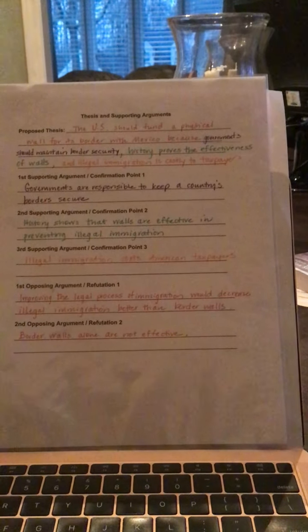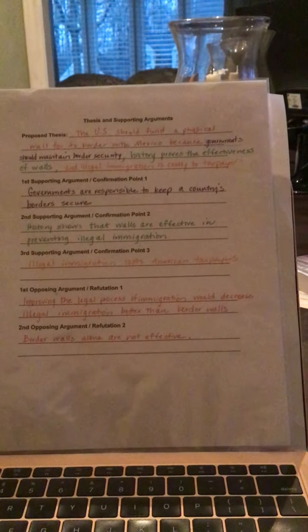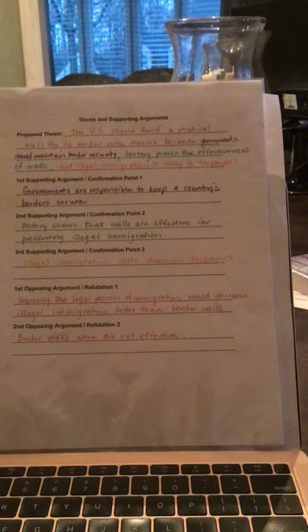And the second opposing argument, border walls are not effective. Or border walls alone are not effective. And again, I know that I have a response for that. You don't need your response listed here, but you do need to have 2 opposing arguments. Okay, so listen carefully. Here's what you are going to do.